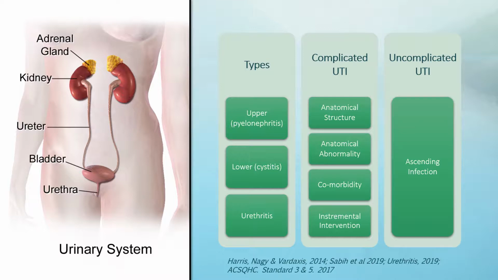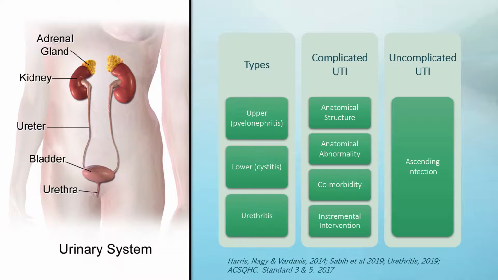Complicated UTIs are infections that are complicated by a variety of factors, such as anatomical structures, including the length of the female urinary tract, anatomical abnormalities such as renal calculi or hydronephrosis, comorbidities such as treatments causing immunosuppression, or a past medical history of diabetes, and insertion of instrumental interventions such as urinary catheters. Complicated urinary tract infections are not easily treated with antibiotics and can cause further damage to the host, such as sepsis.